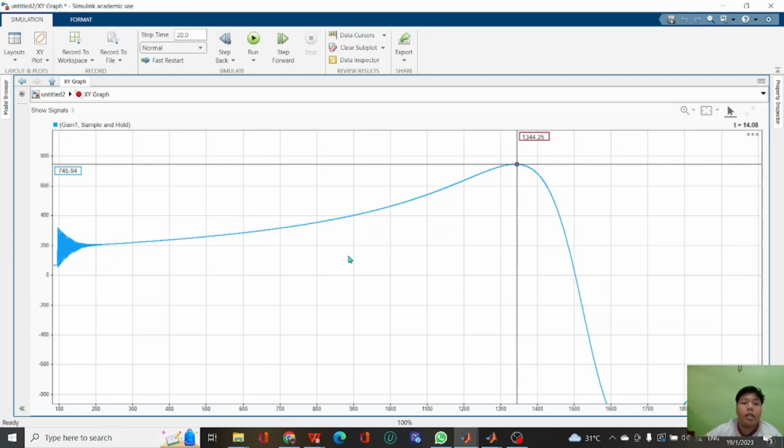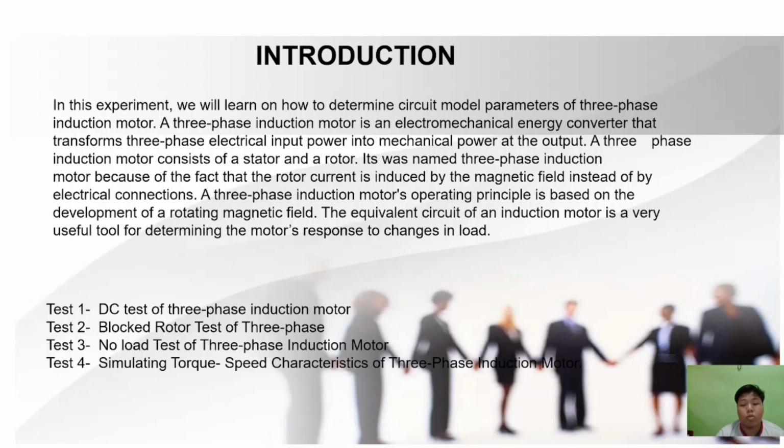Okay, we can see we can get 1344.25. Okay, we must take the highest point for this graph. Okay, we can see 1344.25 and 745.84. The T is 14.08. Okay, that's all for test 4 the motor.